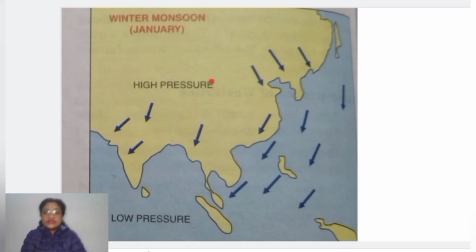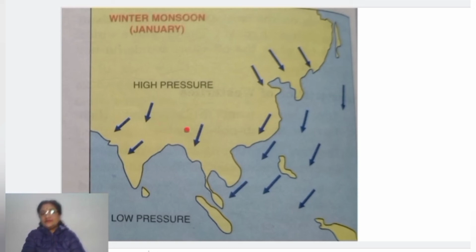So because they originate during that season, these are called by this name, winter monsoons. And especially when we talk about the Indian subcontinent, they take the direction from northeast, they blow towards southwest. And that's why many times these are also called by the name northeast monsoons. So these are the winds.